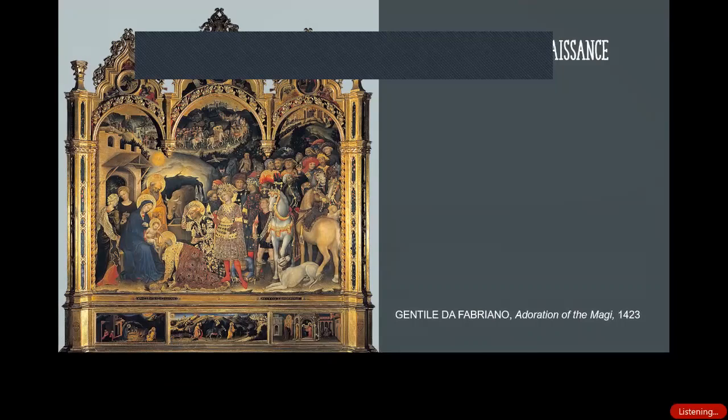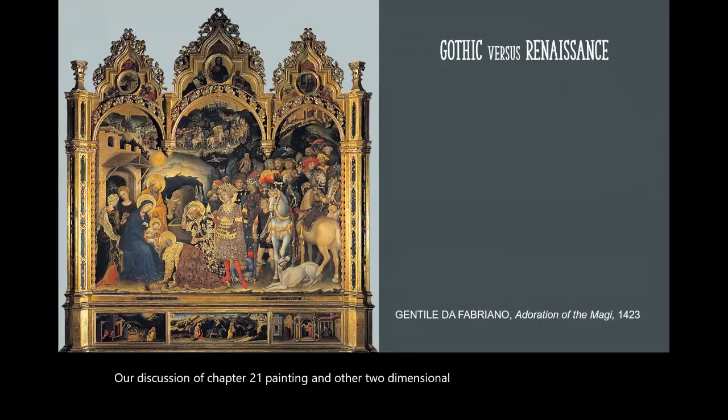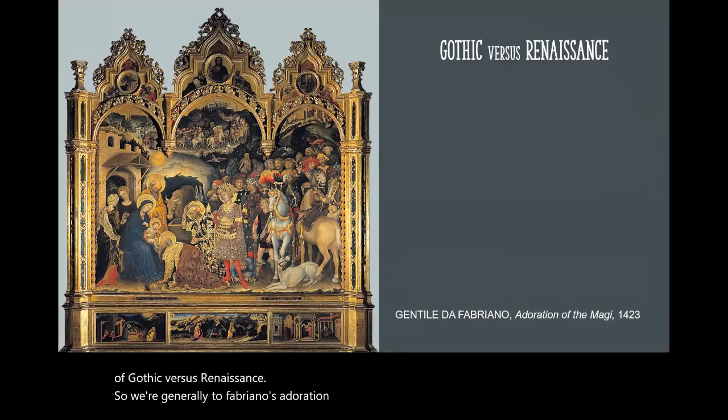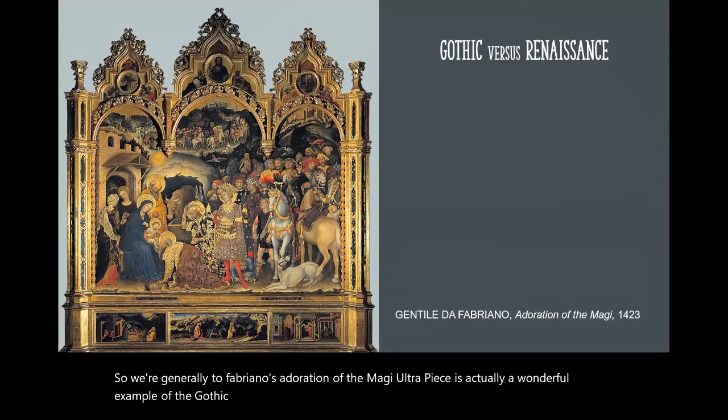Our discussion of chapter 21, painting and other two-dimensional art, has to begin with the idea of Gothic versus Renaissance. So Gentile da Fabriano's Adoration of the Magi altarpiece is actually a wonderful example of the Gothic or medieval style still alive in the Quattrocento.